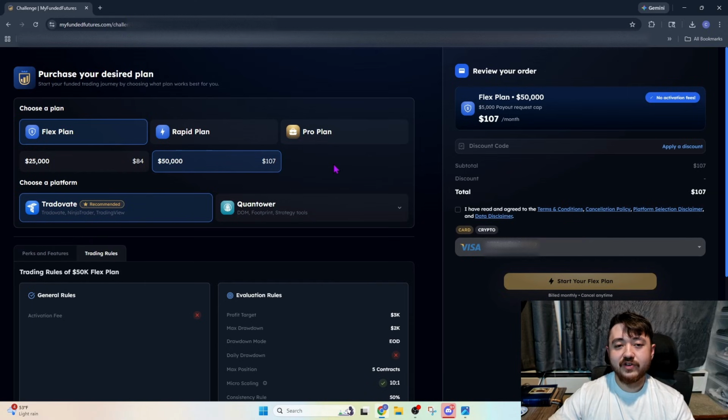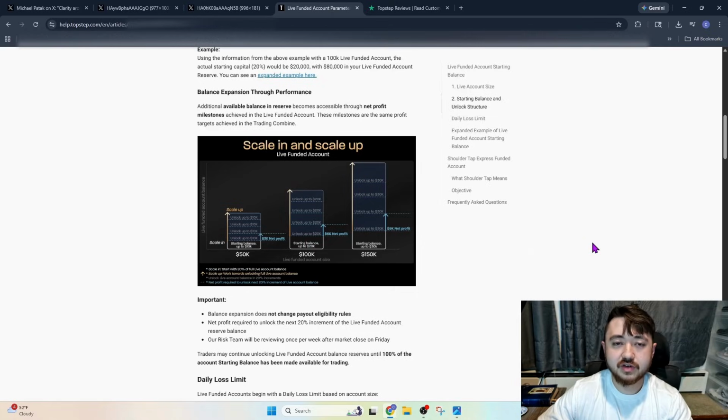Nice update with MyFundedFutures. All right, if you guys didn't know, Topstep changed their live account program quite a bit, and not in a good way. So it's affecting a lot of traders and a lot of their big account balances, and a lot of traders are losing out on a lot of the profits that they earned and worked hard for. Topstep has been making a lot of big changes recently, and not in a good way in my opinion. A lot of bad changes recently.